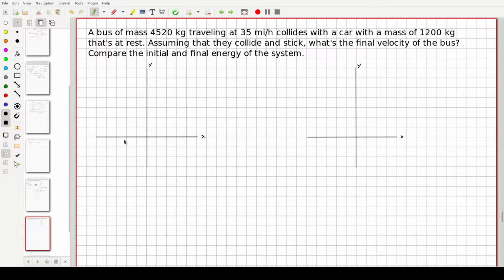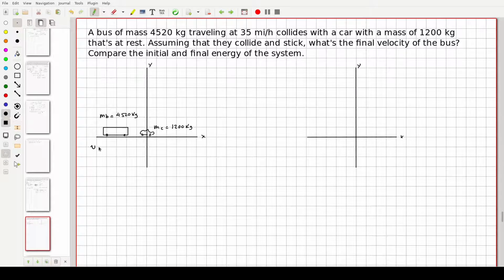So here's our bus, traveling to the right, like that. Here's your car, parked at rest. The mass of the bus is 4,520 kilograms. The mass of the car there, that's better, is 1,200 kilograms.